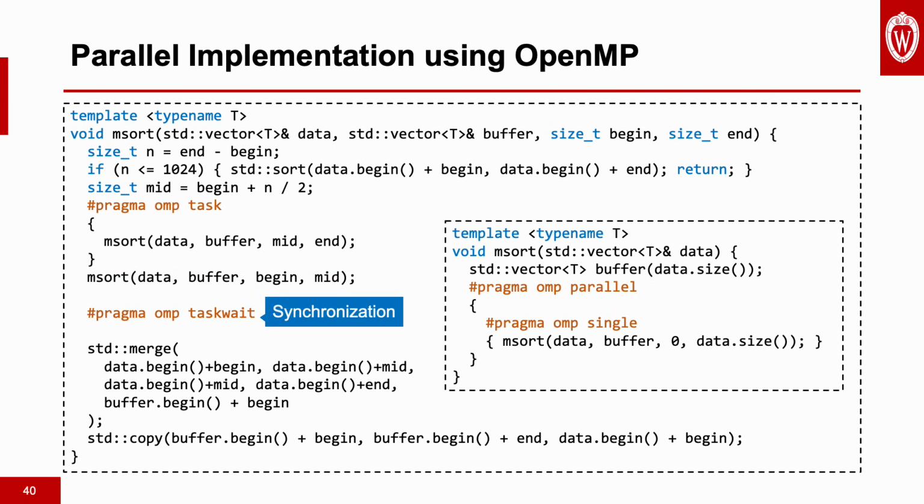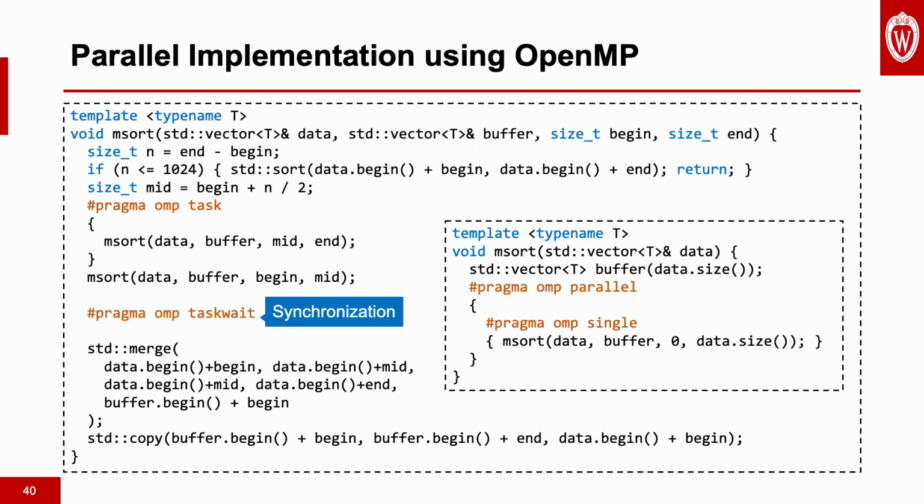Just for comparison purposes, this slide shows a parallel implementation using OpenMP tasking, which is a well-known parallel programming library based on compiler directives. The implementation is very similar to the previous slide, except that the task creation and synchronization are handled using compiler directives.